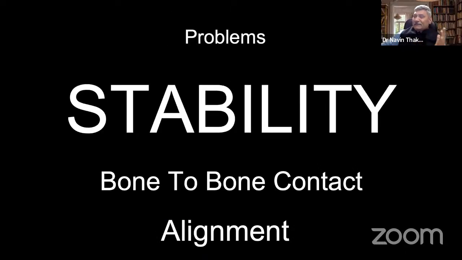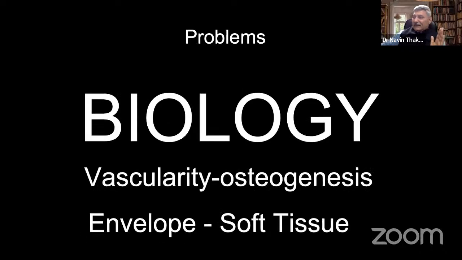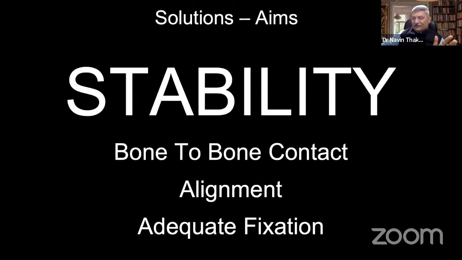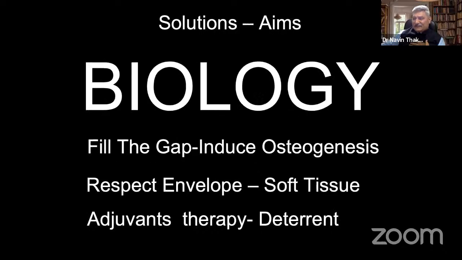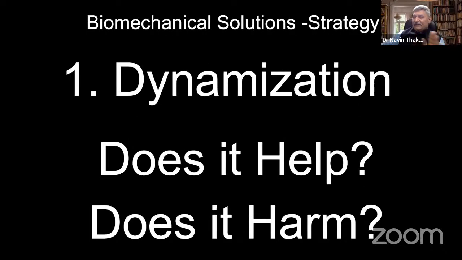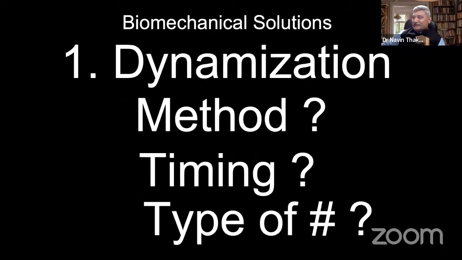So the main problem is the stability, bone-to-bone contact and the alignment, and the biology, that is vascularity, osteogenesis, and the envelope and the soft tissue. The stability is under our hand, alignment and adequate fixation. Biology: you have to fill the gap to induce osteogenesis, respect the envelope and the adjuvant therapy if it is required, that we know. But we are discussing today only dynamization. Does it help or does it harm? Let us see case by case.